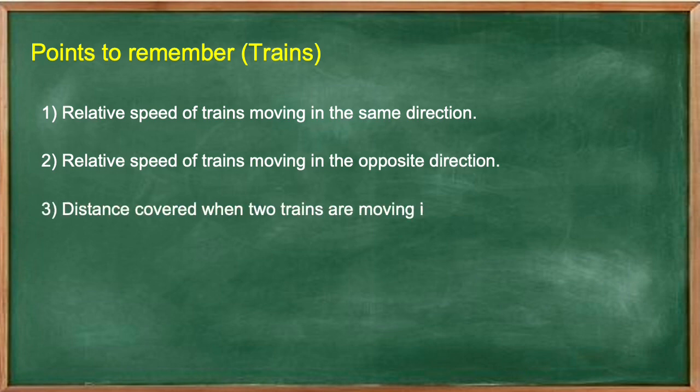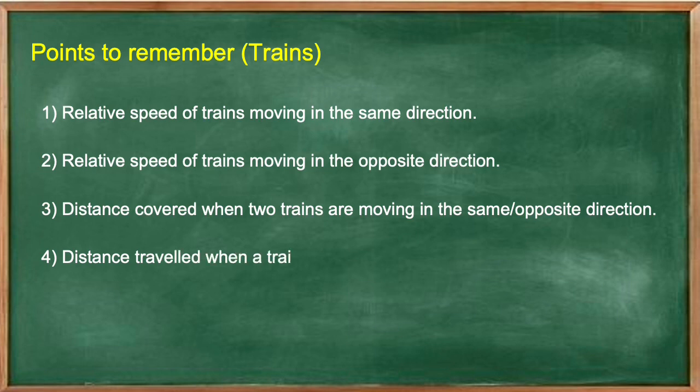Distance covered when two trains are moving in the same or opposite direction. When two trains are moving in either the same or in different directions, the distance travelled will be the sum of the lengths of both the trains. Distance travelled when a train crosses a stationary object. When a train crosses a stationary object or man, the distance travelled by the train is equal to the length of the train.